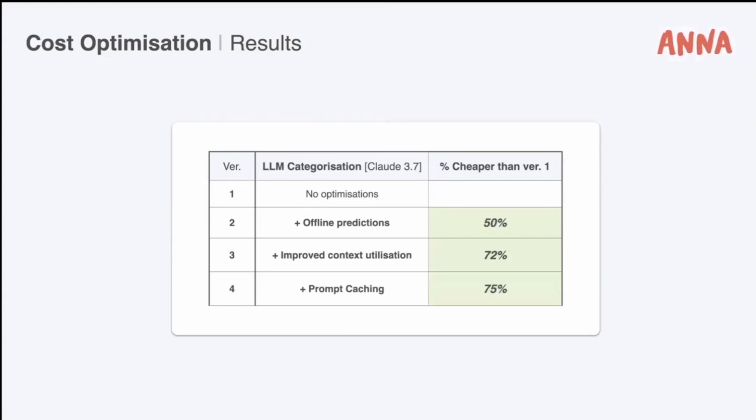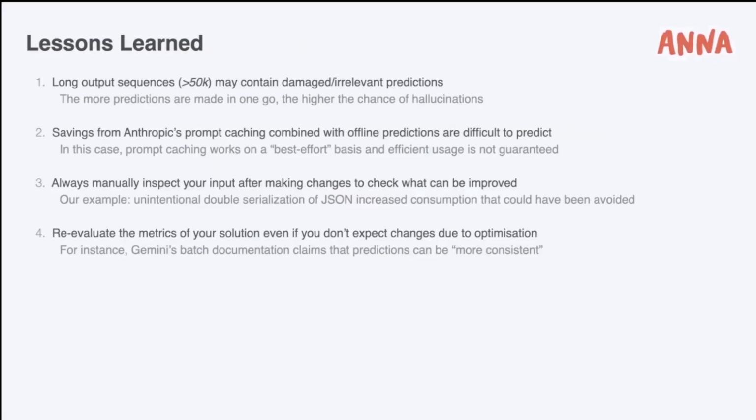So please be aware that the combinations could be different. In our case, we first added offline predictions, then improved context utilization, then added prompt caching. It depends on your use case. Please try to understand what will work best for you. And lessons learned during this journey.